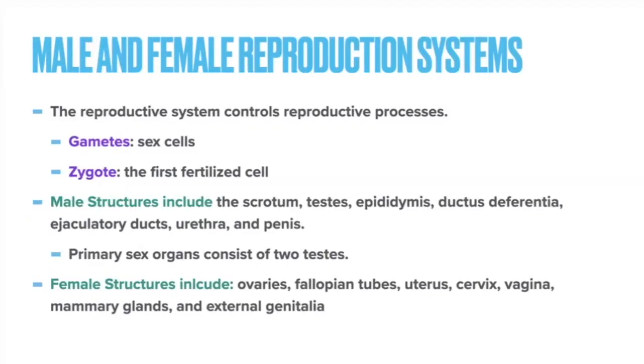Our male and female reproductive systems. Males produce sperm in the testes. Females produce eggs in the ovaries. Our reproductive system is essential for sustaining and creating life.